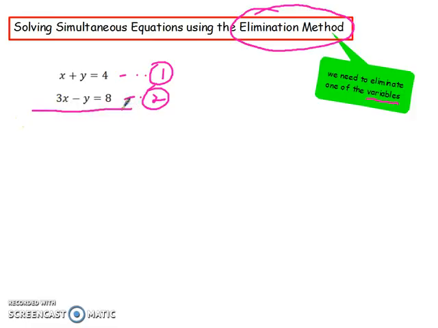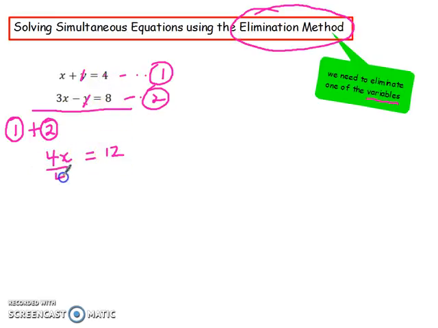And what I'm going to do in this method is combine my two equations. I'm going to get equation 1 and I'm going to add it to equation 2. So I'm just going to add my like terms together. So x plus 3x gives me 4x. Y, take away y. Well, they've cancelled one another out, which is what we wanted. We wanted to eliminate a variable. Then I've got 4 plus 8, which is 12.